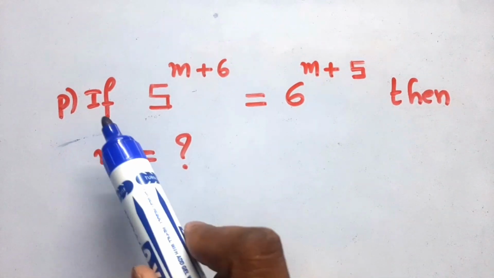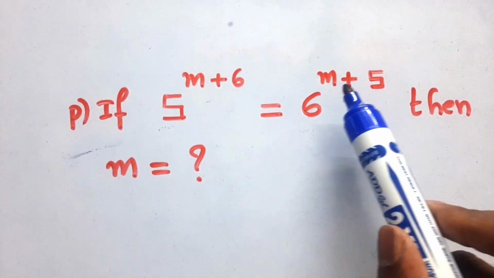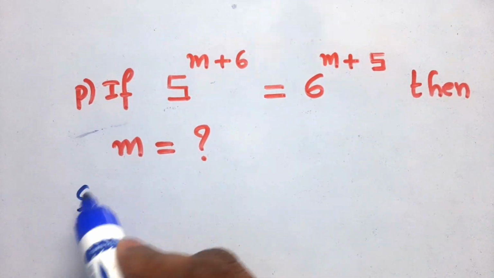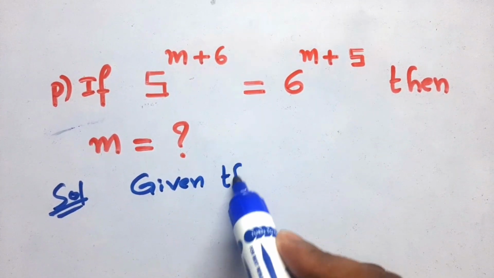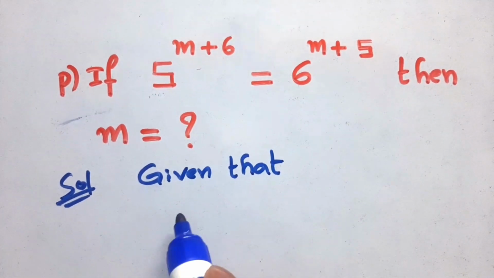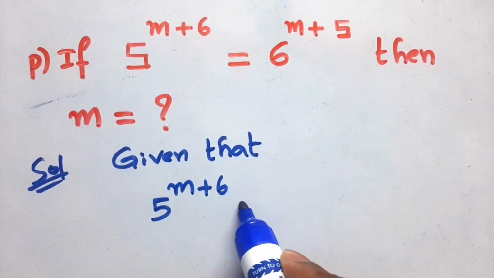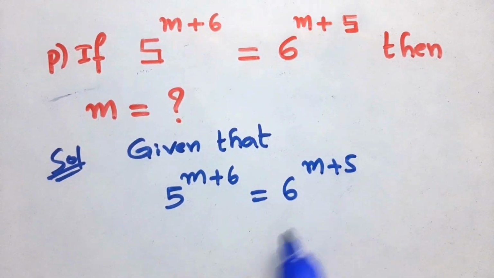See this problem. If 5 to the power m plus 6 is equal to 6 to the power m plus 5, then m is equal to how much? See the solution. Given that, what is given? 5 to the power m plus 6 is equal to 6 to the power m plus 5.